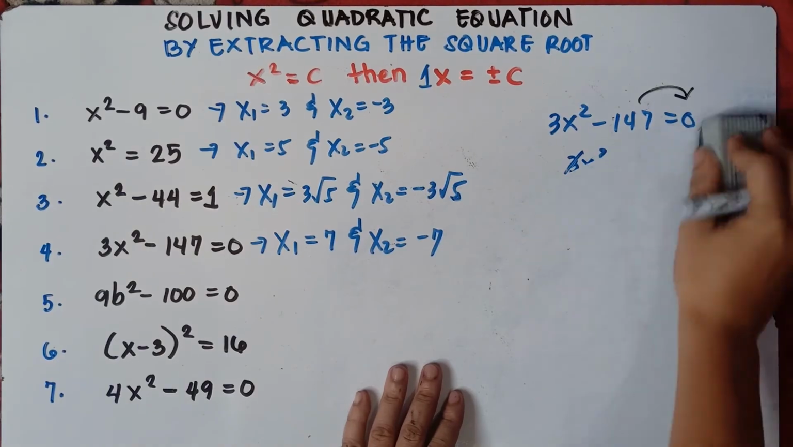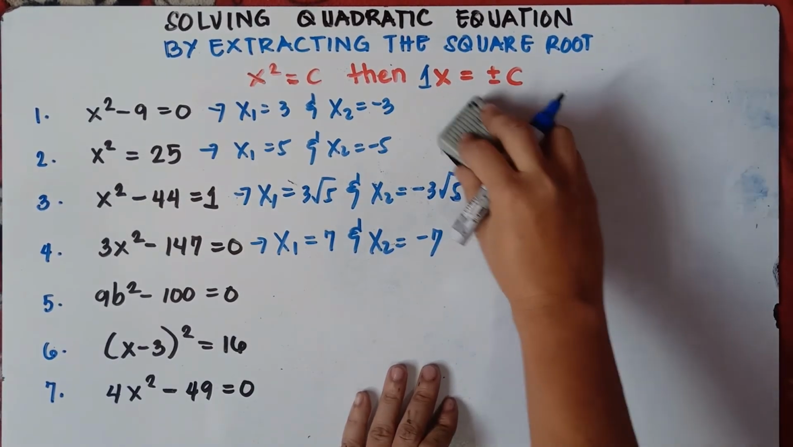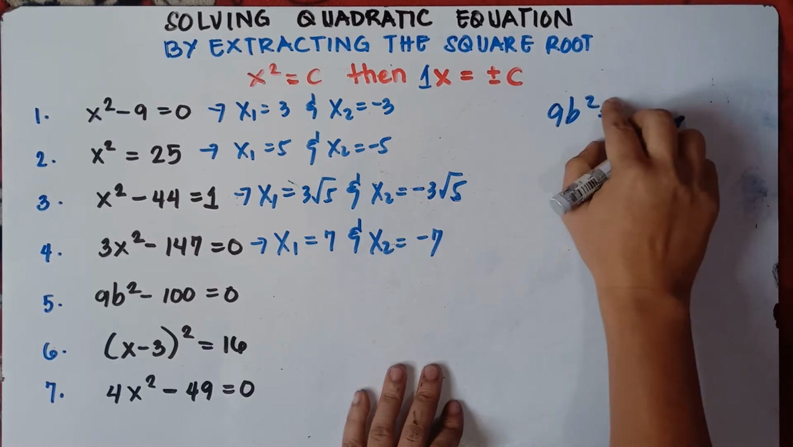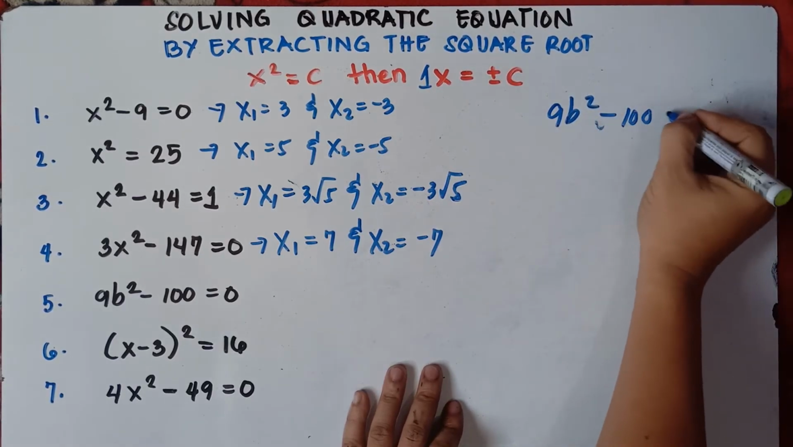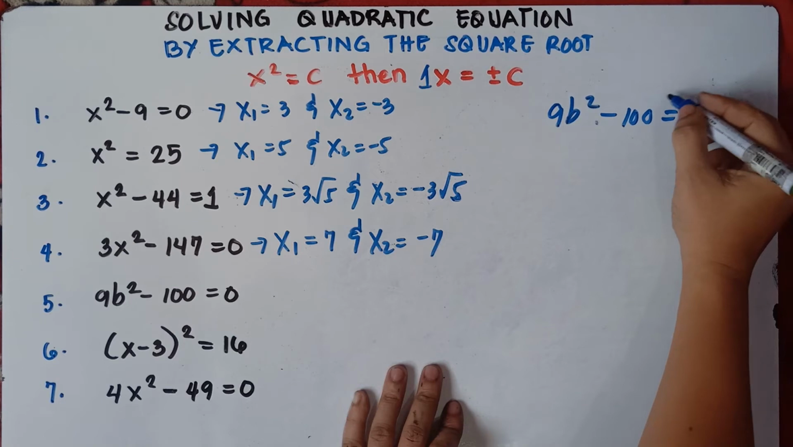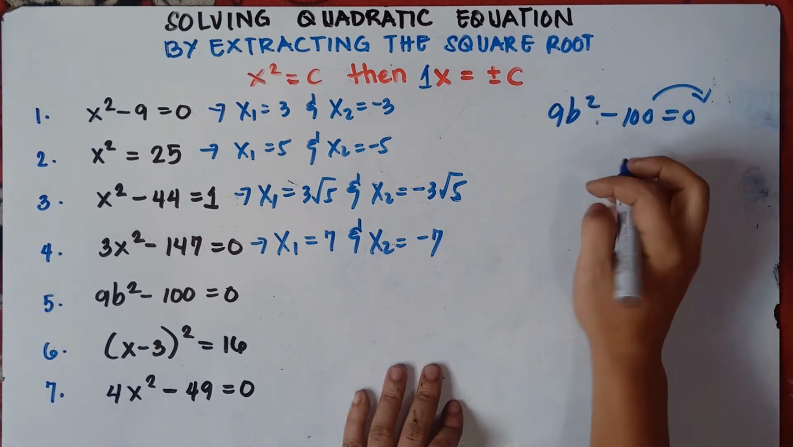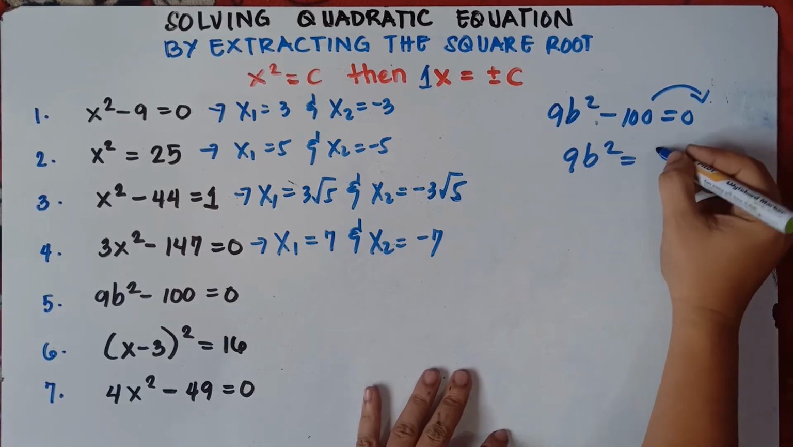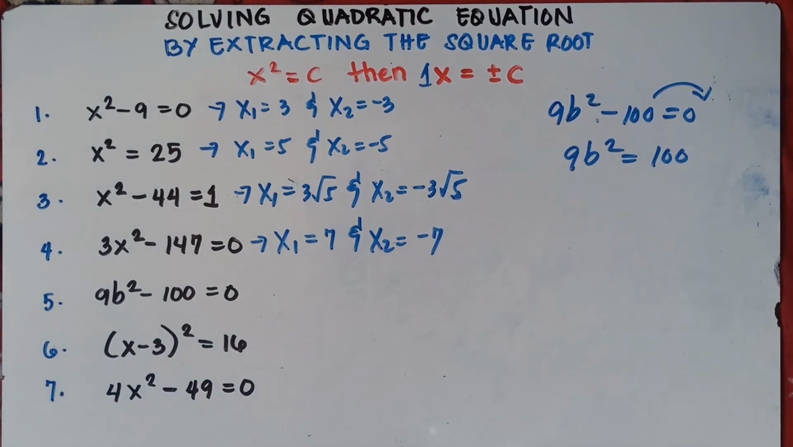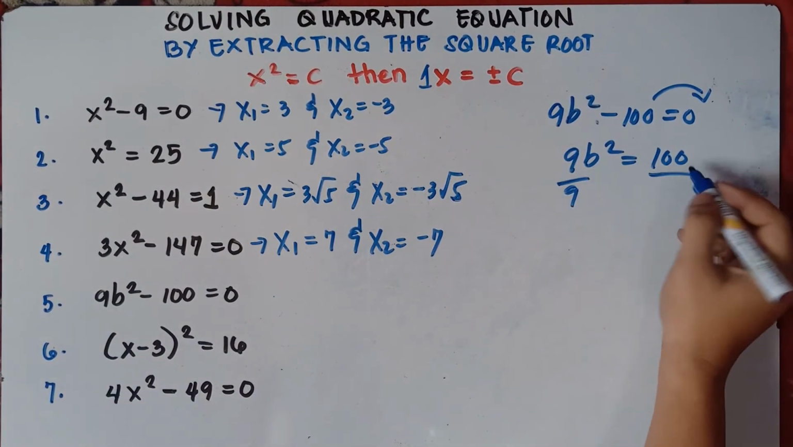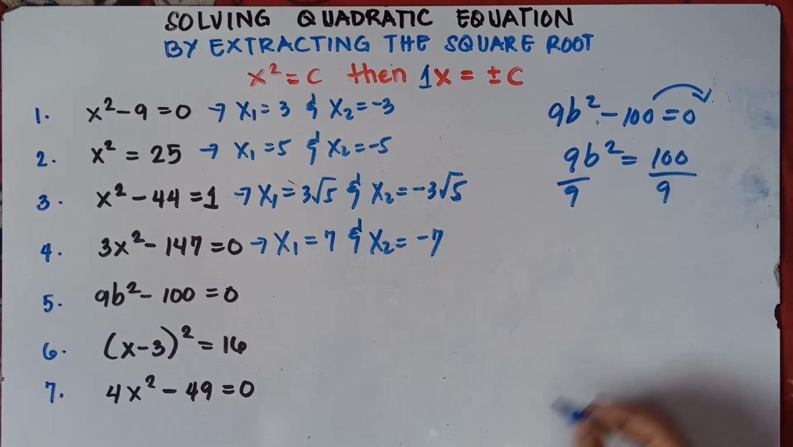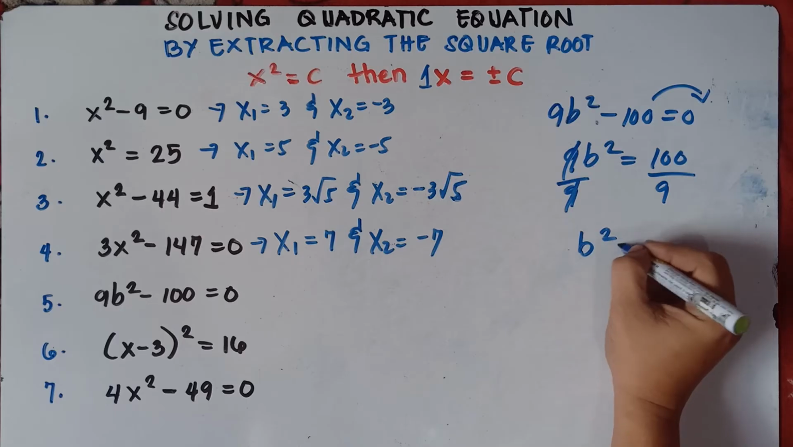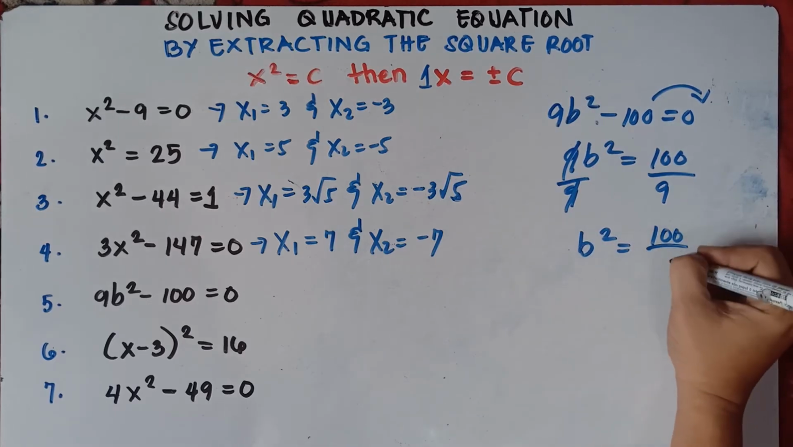Alright, so let's try number 5. So 9b squared minus 100 equals 0. So transpose 100 from left to right, it will change the sign. So this will be 9b squared equals positive 100. Then divide by 9 so that the remaining equation will be only b squared. So we have b squared equals 100 over 9.